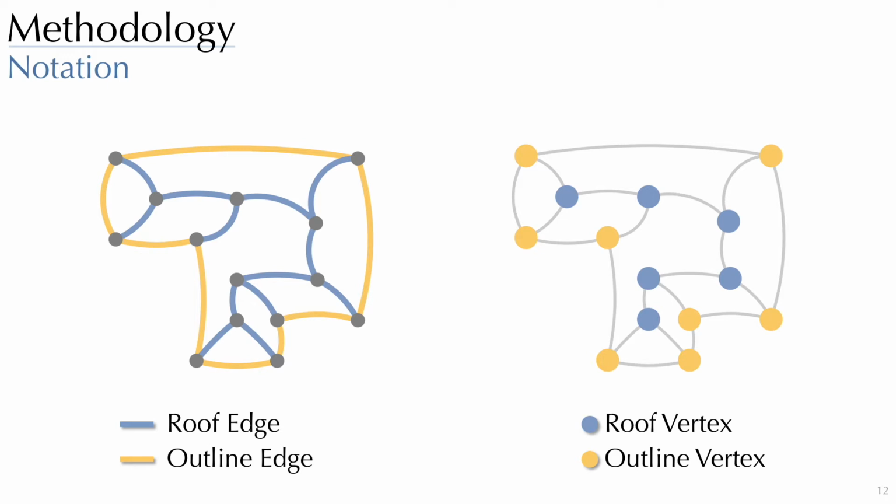For example, the edges that belong to a single face are called outline edges. They are the boundary edges of the roof and colored in yellow. The edges that are shared by two faces are called roof edges, and they are colored in blue. We then call the nodes lying on the outline edges the outline vertices, which are colored in yellow, and the other nodes colored in blue are called roof vertices.